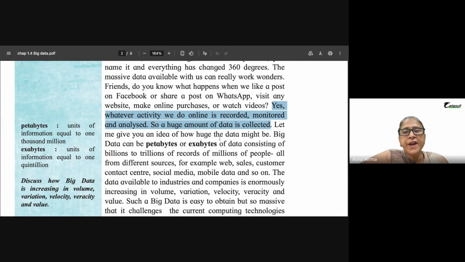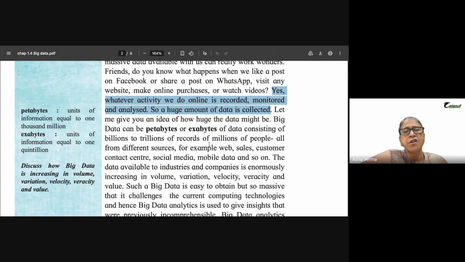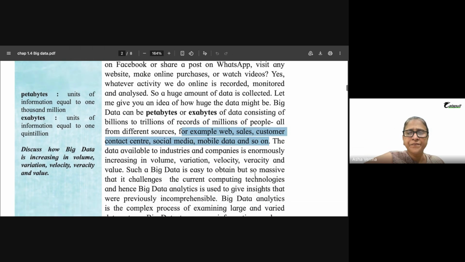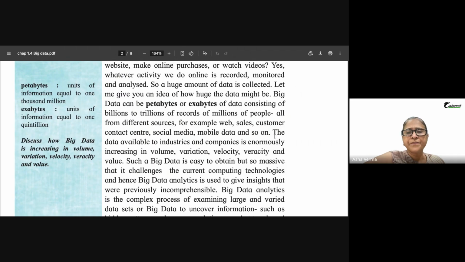Okay. Let me give you an idea about how huge this data might be. Big data can be petabytes or exabytes of data consisting of billions to trillions of records of millions of people, all from different sources. For example, web, sales, customer contact centers, social media, mobile data, and so on. So data is collected in different ways. The data is available to industries and companies. The data available to industries and companies is enormously increasing in volume, variation, velocity, veracity, and value. Such a big data is easy to obtain, but so massive that it challenges the current computing technologies, and hence the big data analytics is used to give insights that were previously incomprehensible.